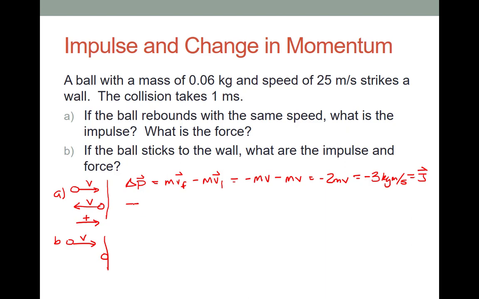To find the force, I'm going to use that the force multiplied by the change in time is the impulse. Again, plugging in numbers, that gives me that the force is negative 3,000 newtons.